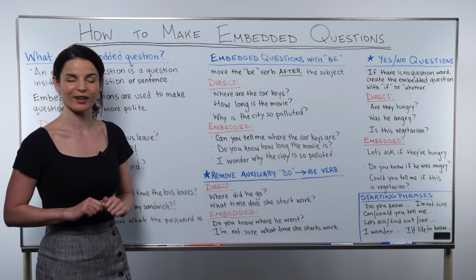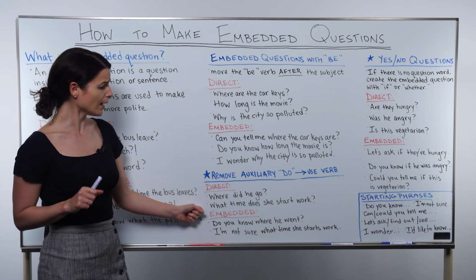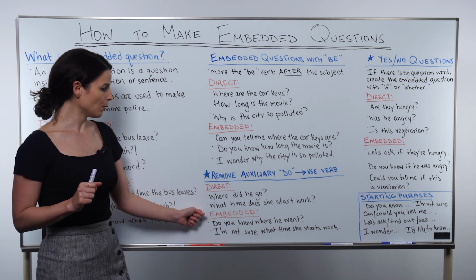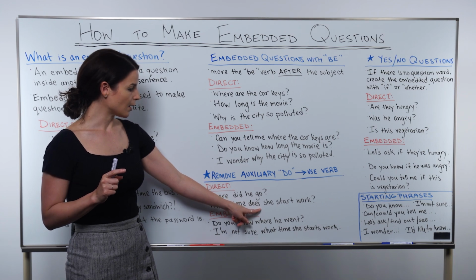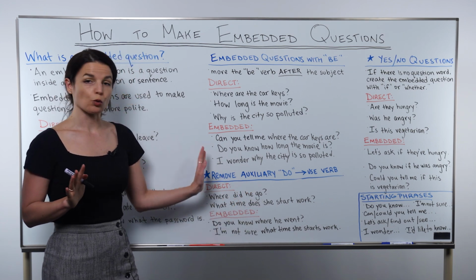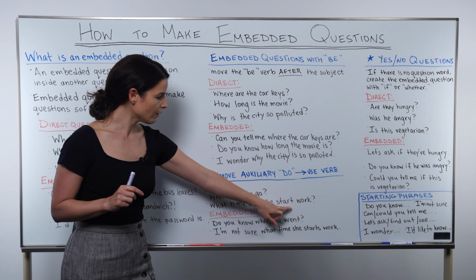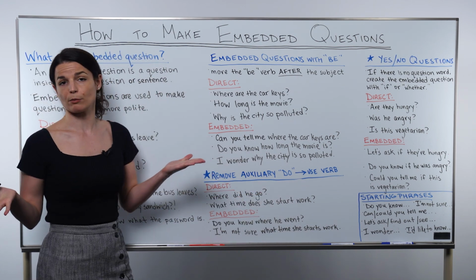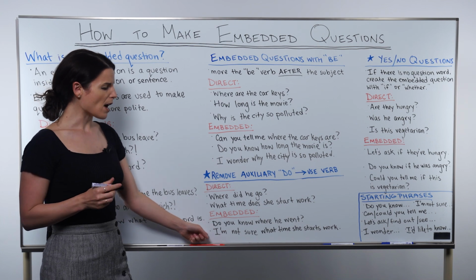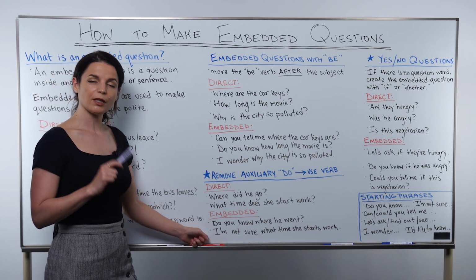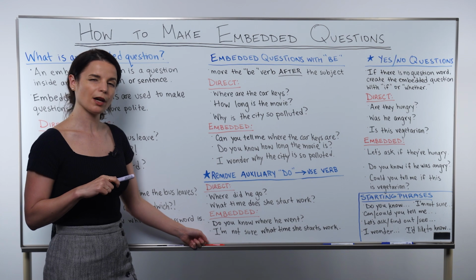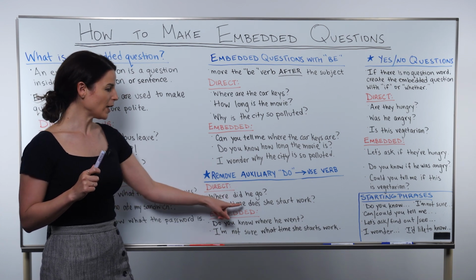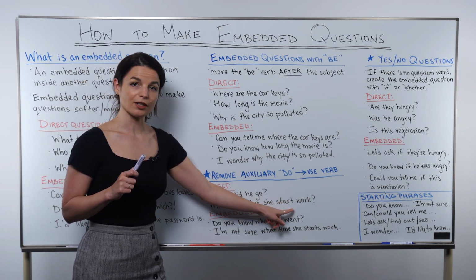Let's look at one more example. What time does she start work? So again, we have does here, all right? So we need to remove that, and we have the verb start. So what's a sample sentence here? I'm not sure what time she starts work. I'm not sure what time, so this part remains the same, what time she starts work.